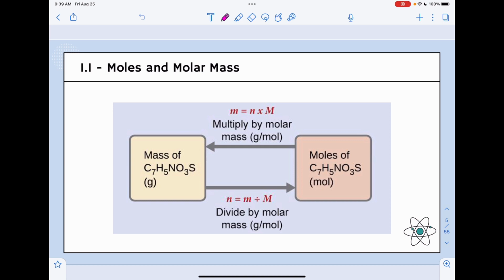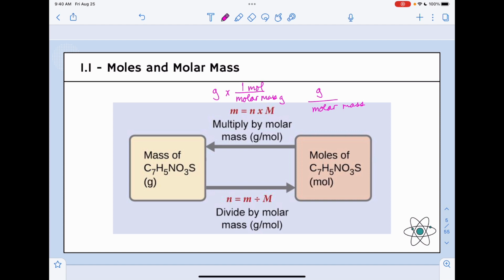To convert between grams and moles, you either multiply or divide by the molar mass. Remember that our molar mass has units of grams per mole. So if we are starting with grams, we are going to multiply by 1 mole over the molar mass in grams, which is also the number of grams divided by the molar mass.